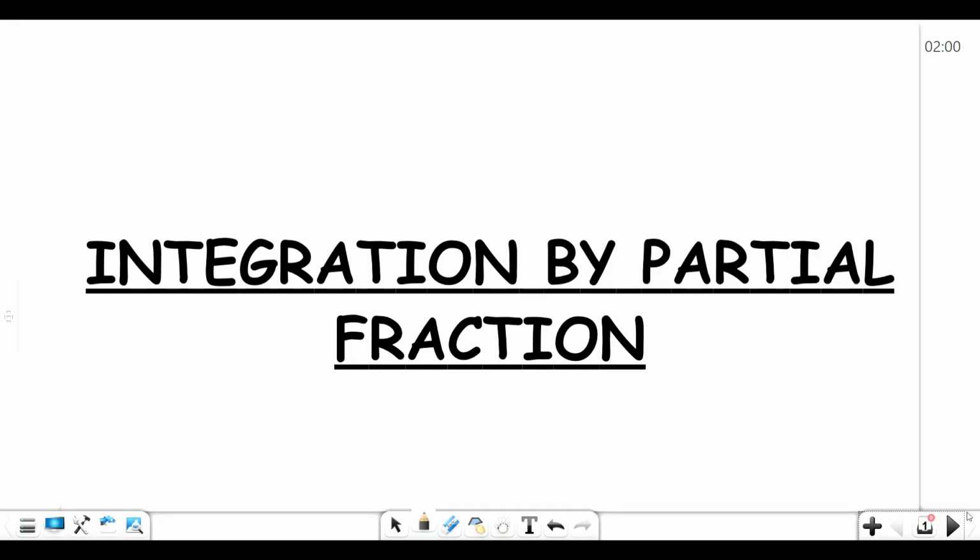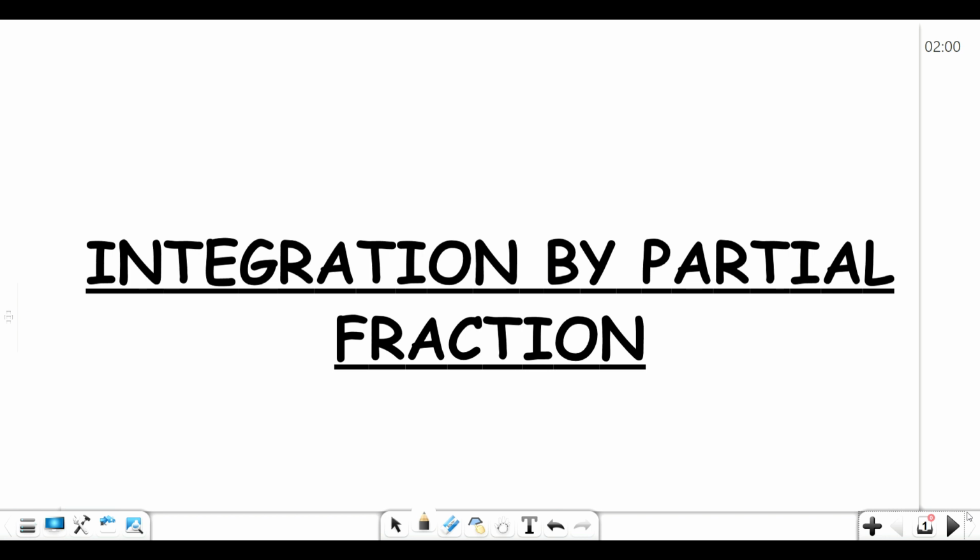Today we are going to study integration by partial fraction. This topic is very important from the board point of view, and it is coming for higher marks in your exams. So let's study how to integrate a function by using partial fraction.